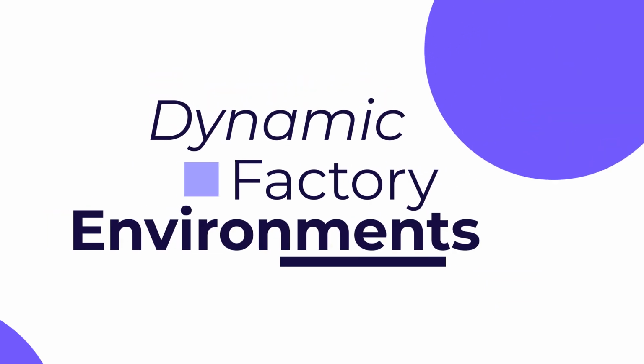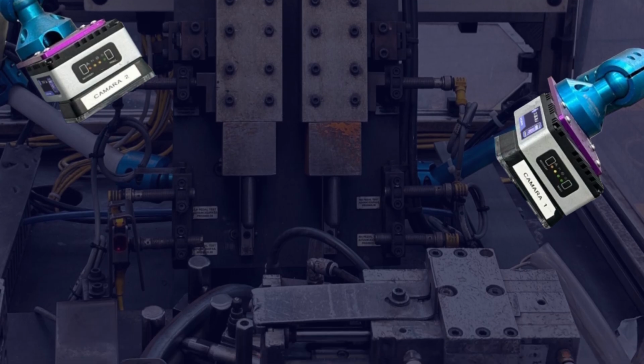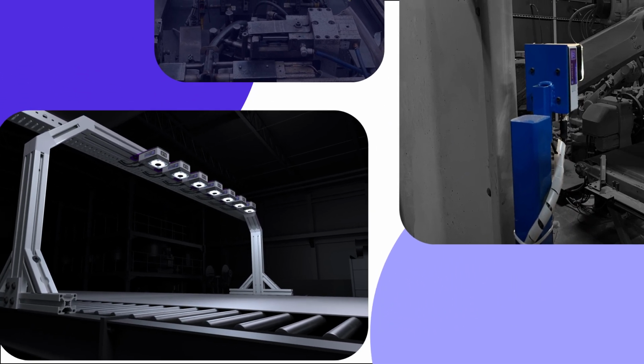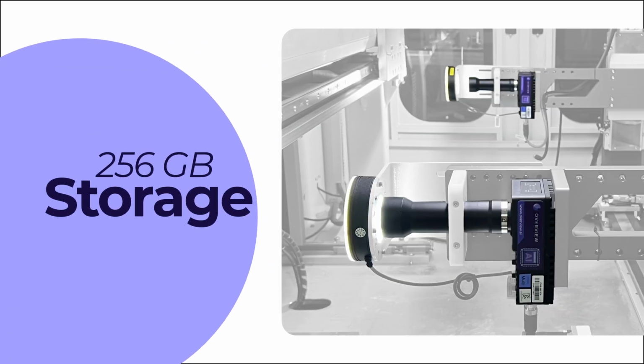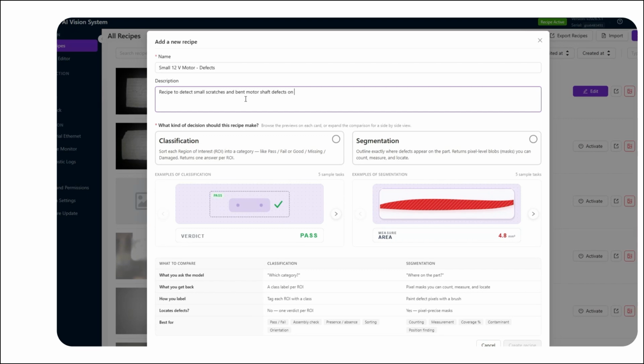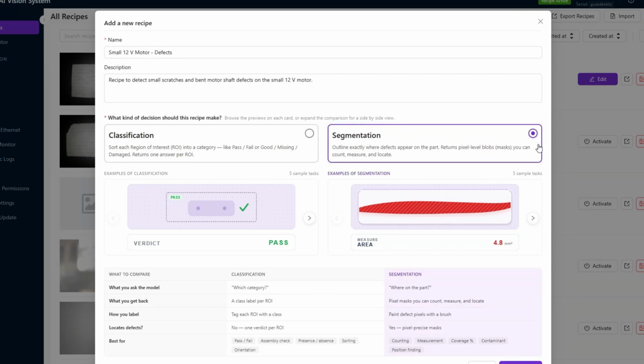Dynamic factory environments break traditional rule-based machine vision. Overview AI equips engineers with AI-native, NVIDIA-powered edge cameras built for real factory floors. With 256 gigabytes of storage and dedicated compute, inference runs directly on the edge. This supports complex, multi-head models and on-device image retention for stable recipe backtesting.